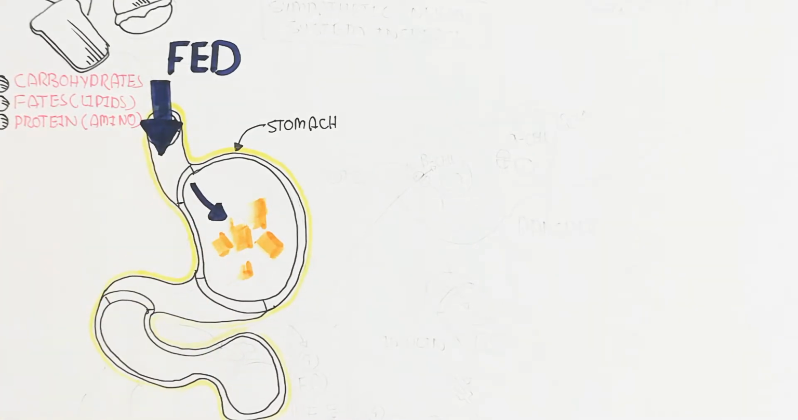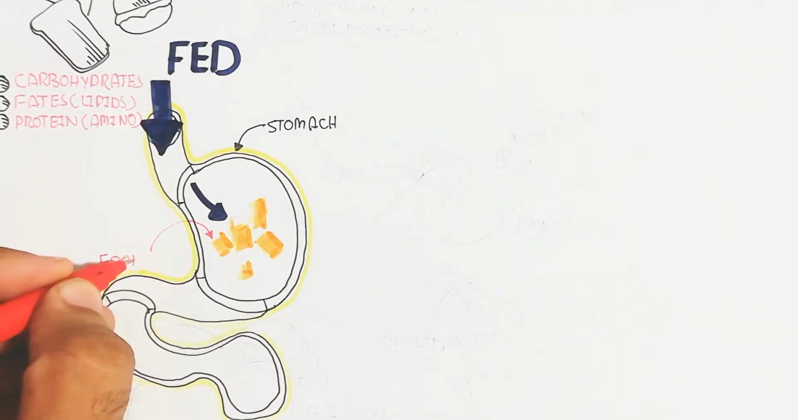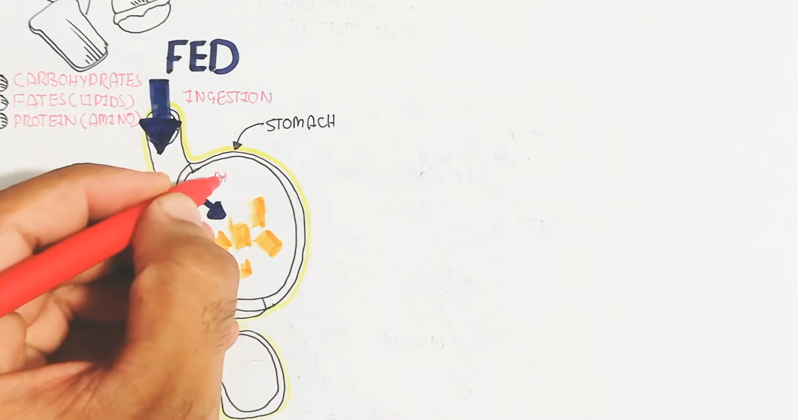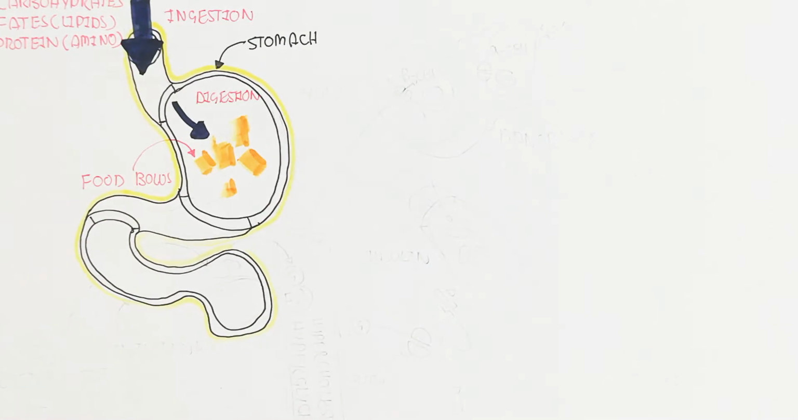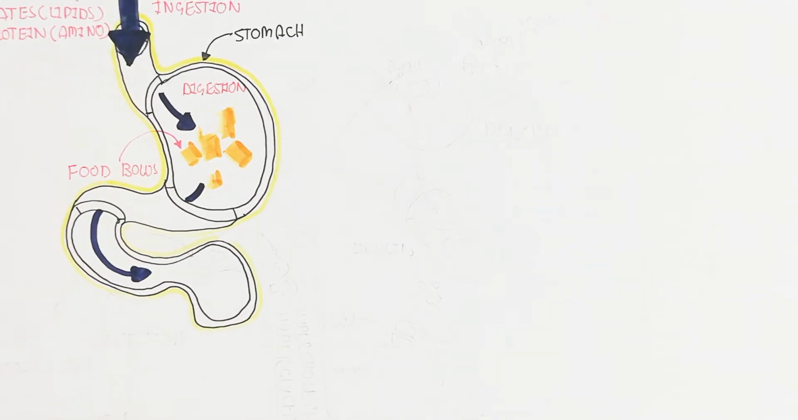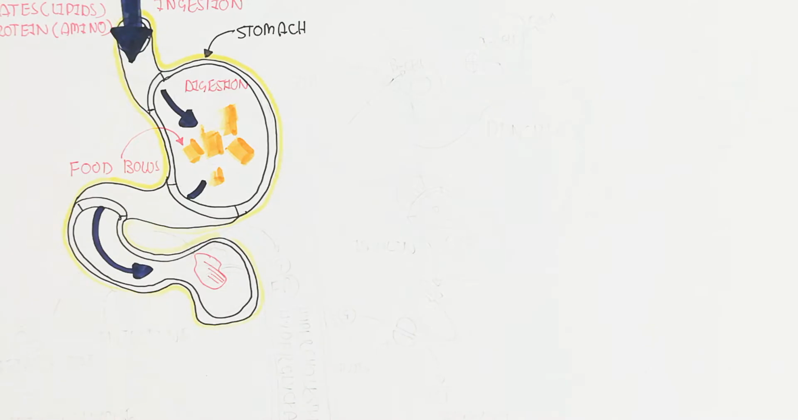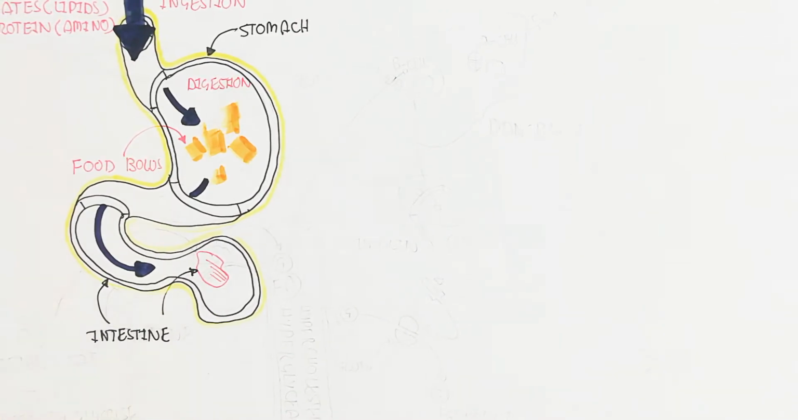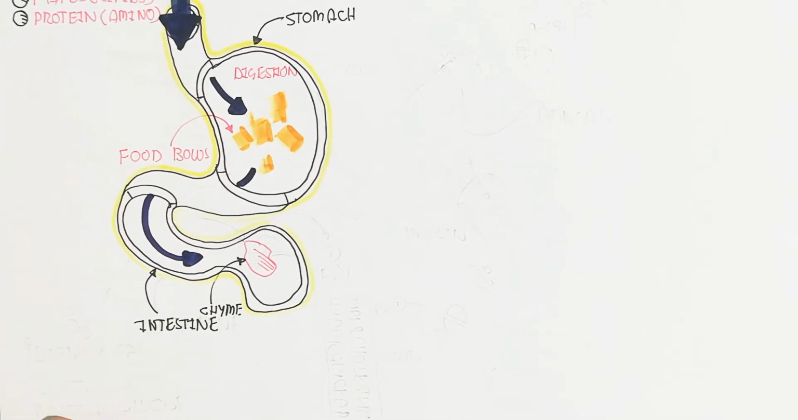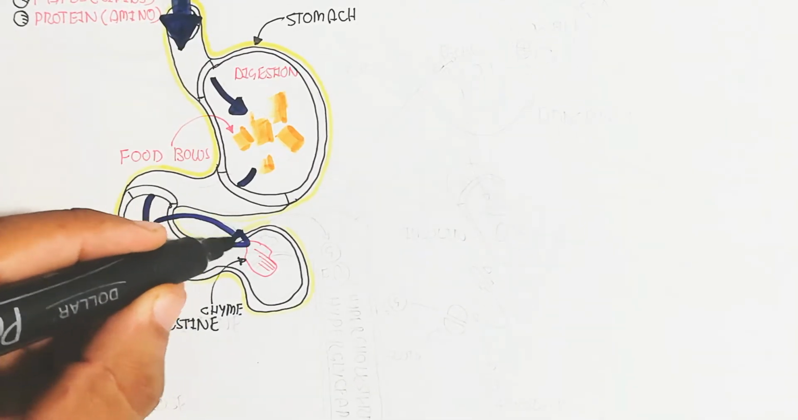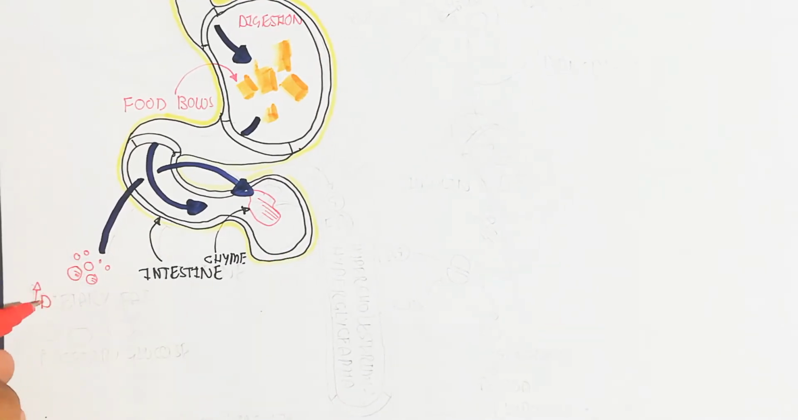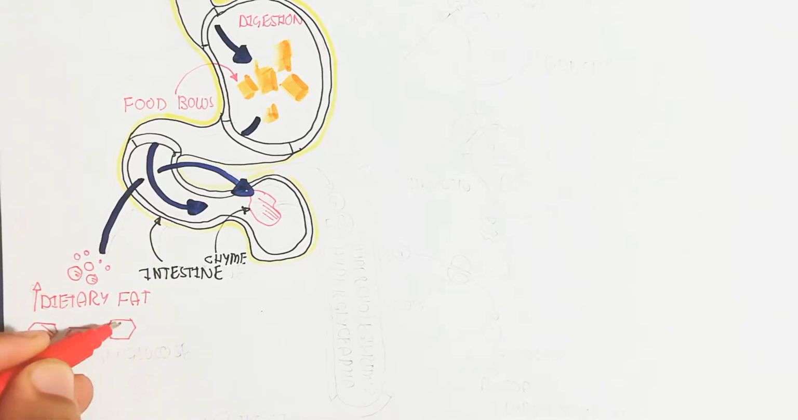And in the chyme, more digestion occurs, and in this way the complete digestion occurs in the duodenum, in the small intestine. Absorption also occurs. So this is ingestion to digestion, and after digestion, absorption into the blood circulatory system. This is the intestine and this is the chyme, and chyme contains dietary fat and dietary glucose, let's suppose, which move into the blood circulatory system.